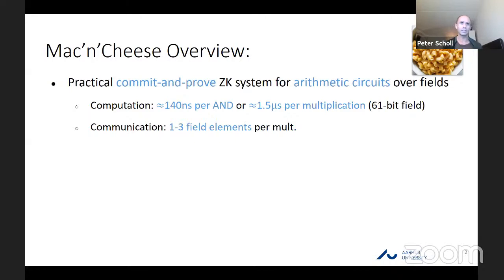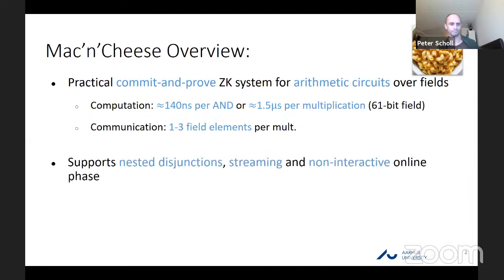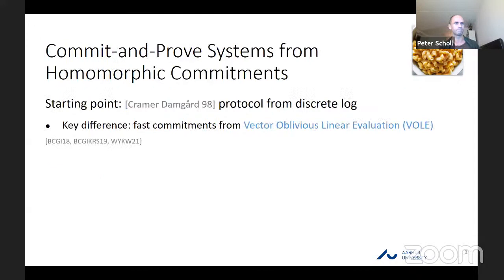One drawback is that the communication becomes linear in the circuit size, but looking at the per-gate cost, we obtain a relatively small amount of 1 to 3 field elements for each multiplication. On top of this, one of the main features we get is an optimization for reducing communication for disjunctive statements in circuits. As well as that, we can also support streaming and non-interactivity in the online phase.